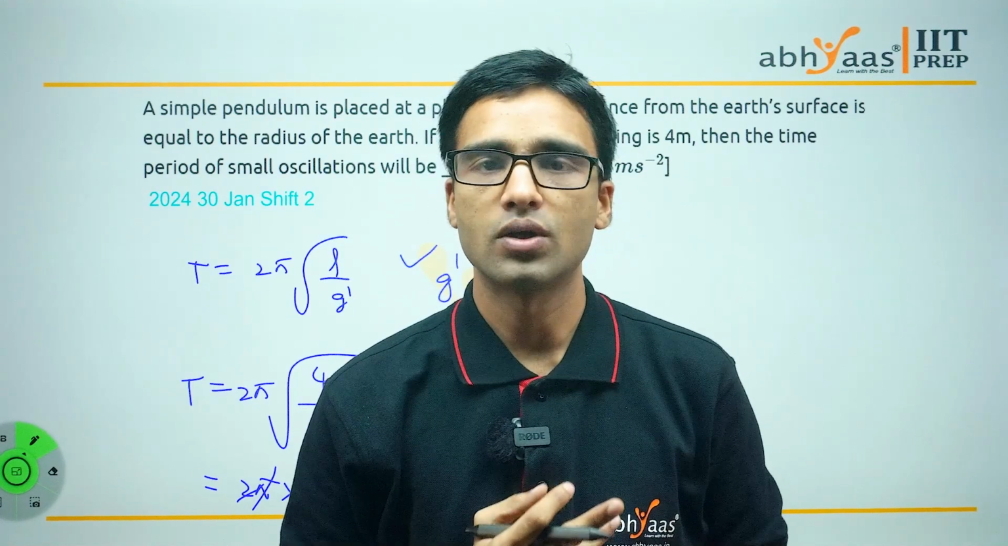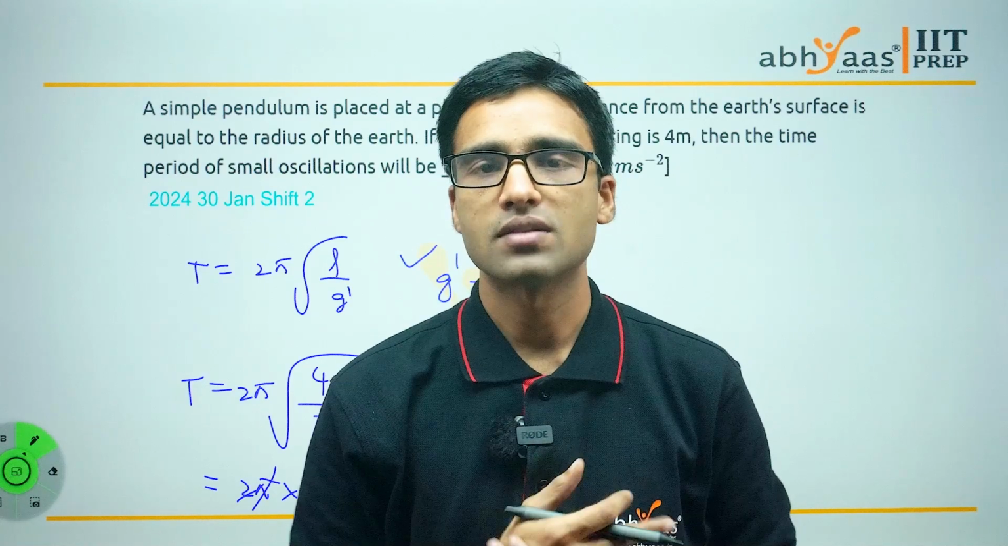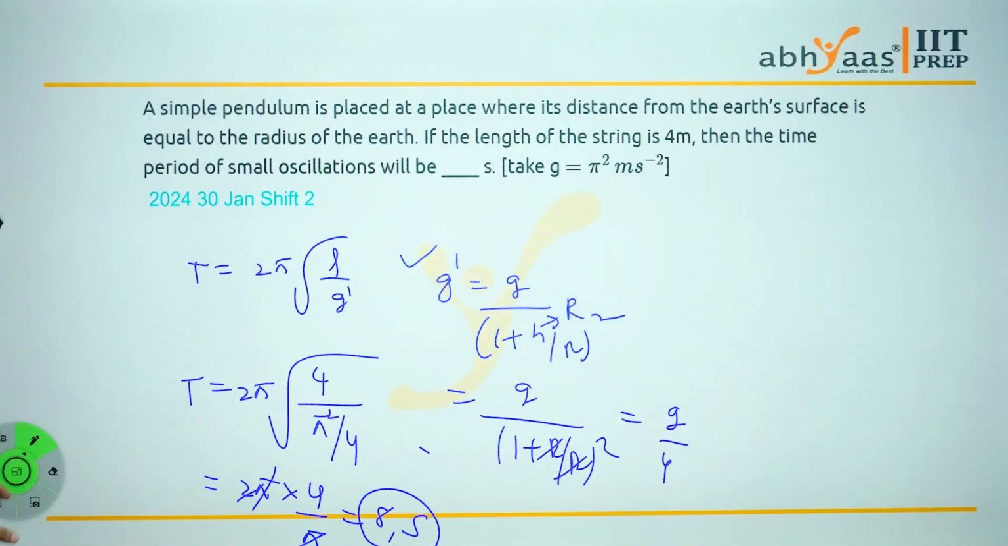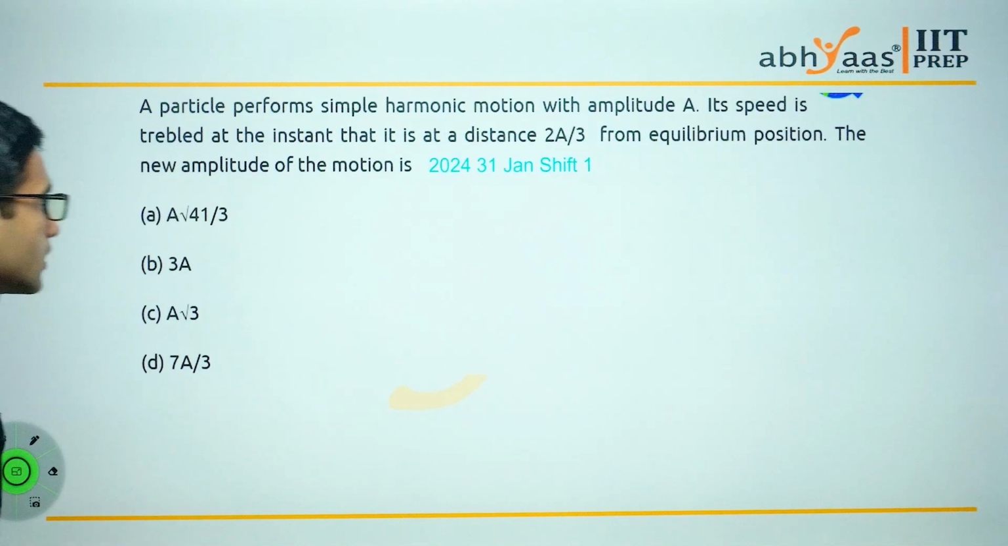Time period equals 2 pi into root of L by g. But in place of g, you need to calculate g dash. Simple question, right? Now going to the next question. In the next question, what happens?